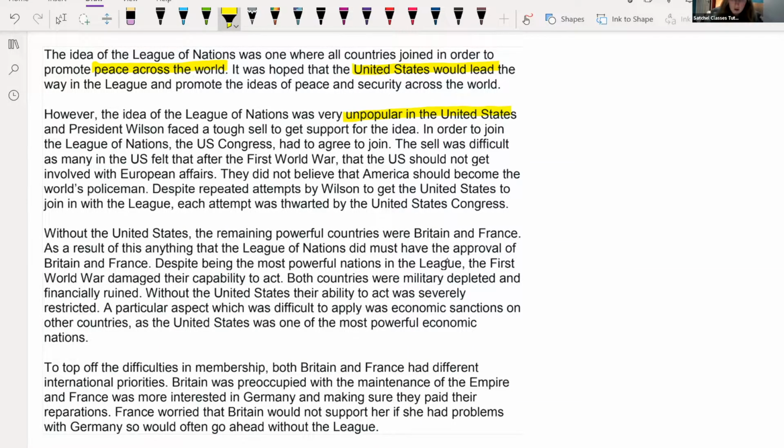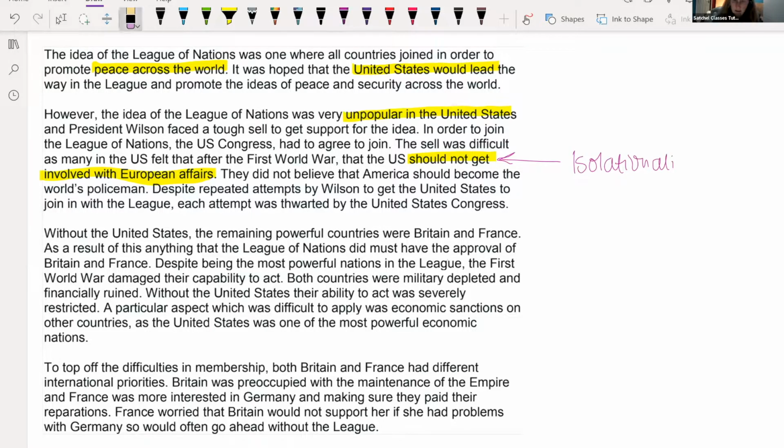So in order to join the League of Nations, the US Congress had to agree to join. The sale was difficult, as many in the US felt that after the First World War, they shouldn't get involved with European affairs. Okay, and in the 1920s, and if you're doing the America course, it does fit beautifully with this part because you'll look at this then. They had a policy of isolationism.